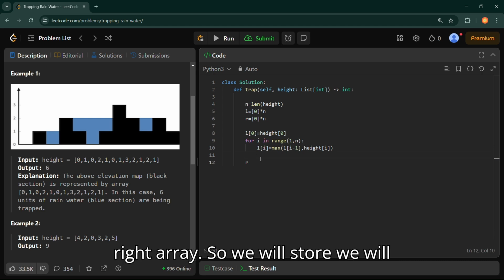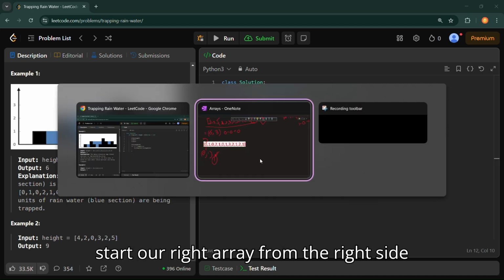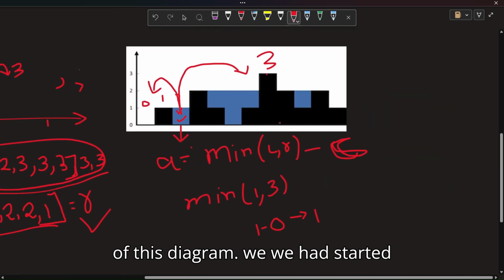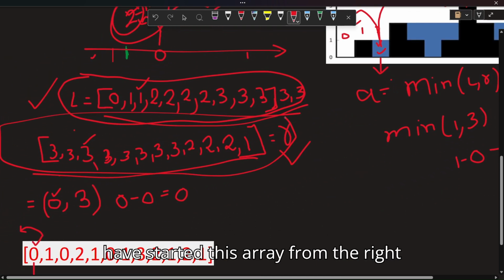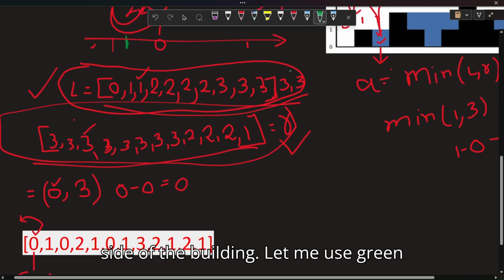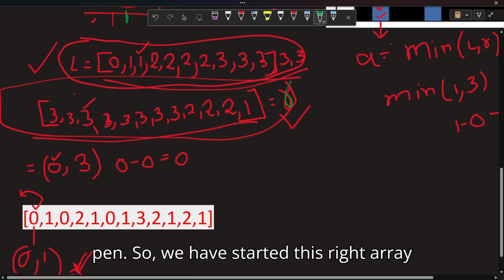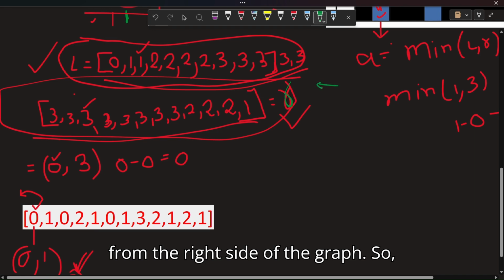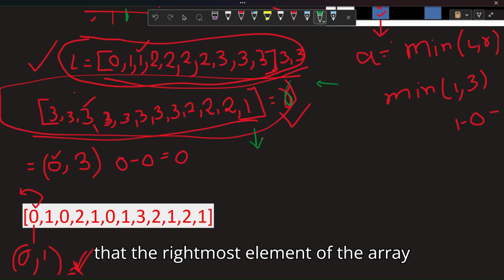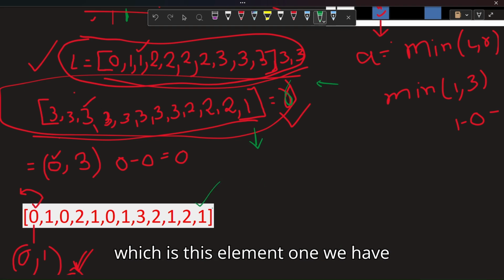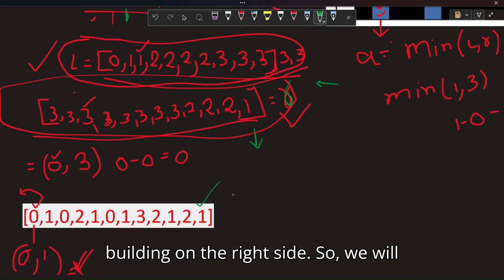Now it's time to fill our right array. We will start our right array from the right side of this diagram. Let me use the green pen. So we have started this right array from the right side of the graph. What we have done is we have considered the rightmost element of the array, which is this element 1, as the highest building on the right side.